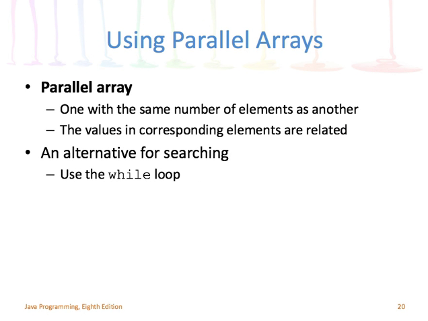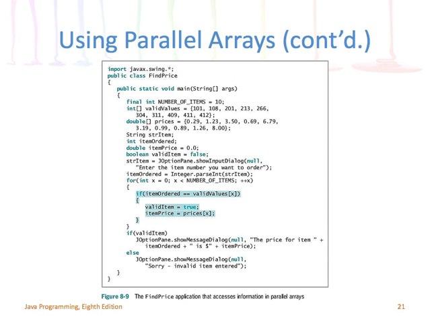Parallel arrays. And these are all lab things that we'll learn, so don't worry about it. One and the same number of elements, where the values of corresponding elements are related. An alternative for searching is the while loop. So a while loop, hopefully you've learned that in CIT111. Let's see if it uses a while loop.